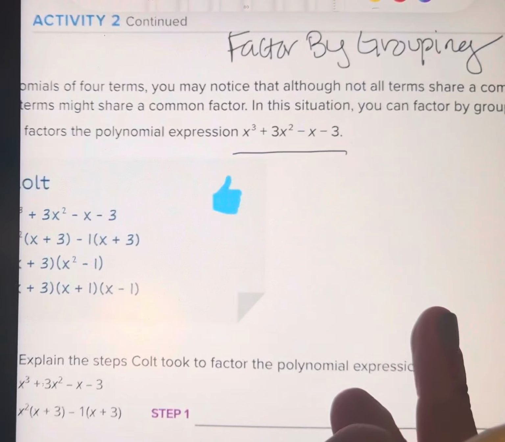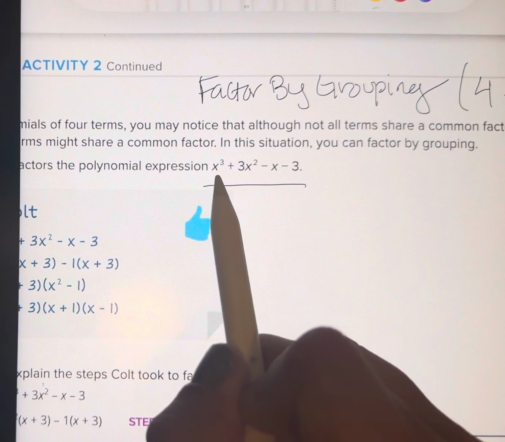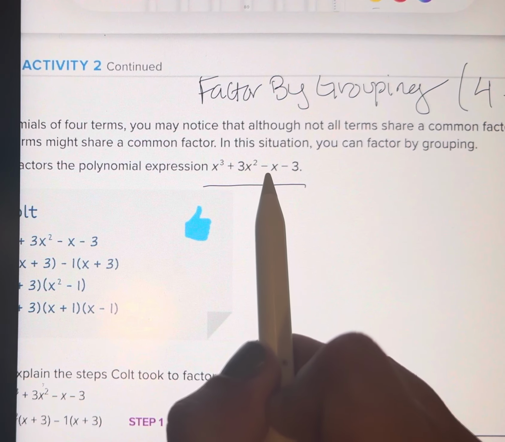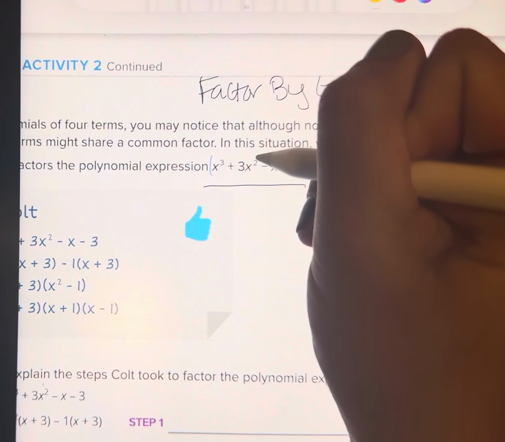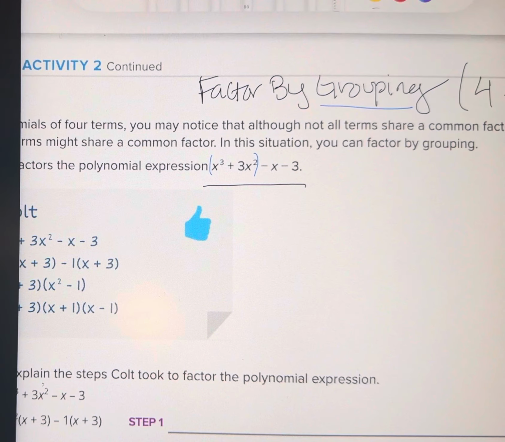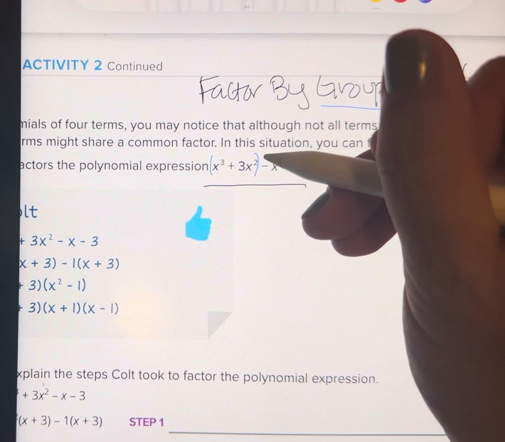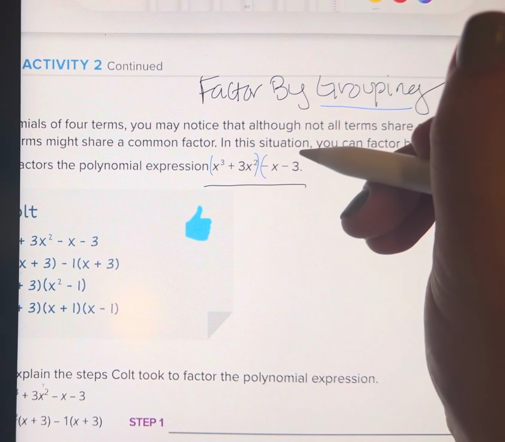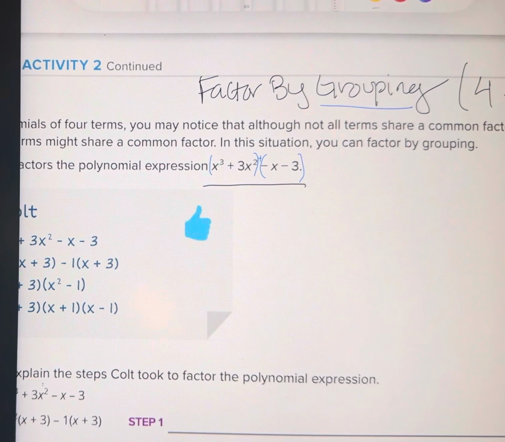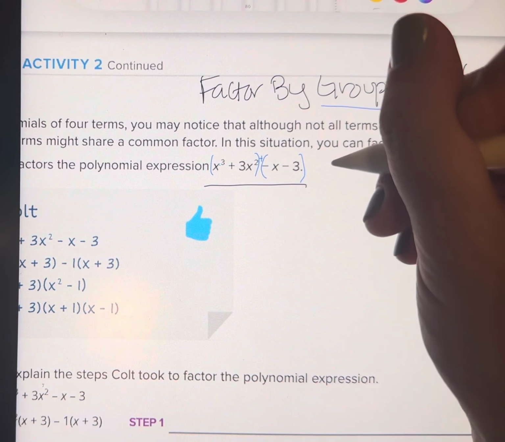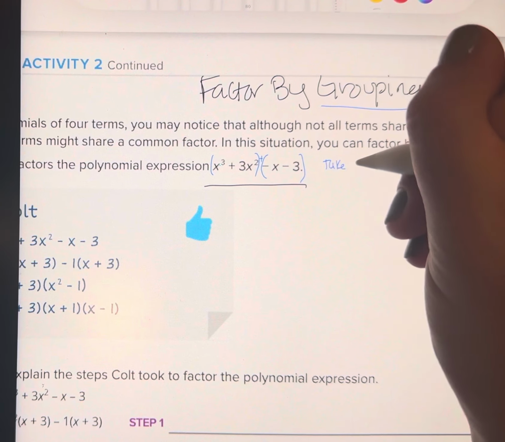We take x cubed plus 3x squared minus x minus 3, and what we do is we group it, okay? We just say, let's put the first 2 guys together, and let's put these 2 guys together. Okay, now this looks like multiplication, but it's not. It's really plus in the middle there. All right. Now, what we do now is we just take out the GCF.